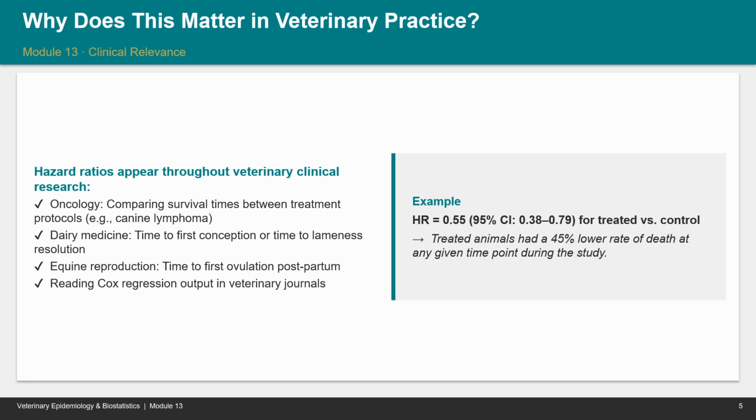When you see a hazard ratio in a paper, interpret it as the relative rate of the event at any given moment. An HR of 0.55 means the treated group had a 45% lower rate of the event, death, disease, or whatever the outcome is, at any point during the study. That's a clinically meaningful reduction.